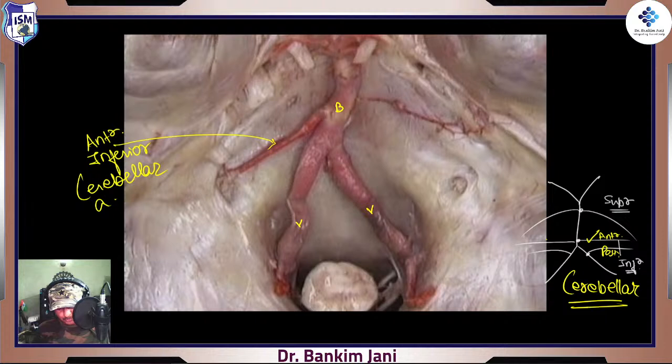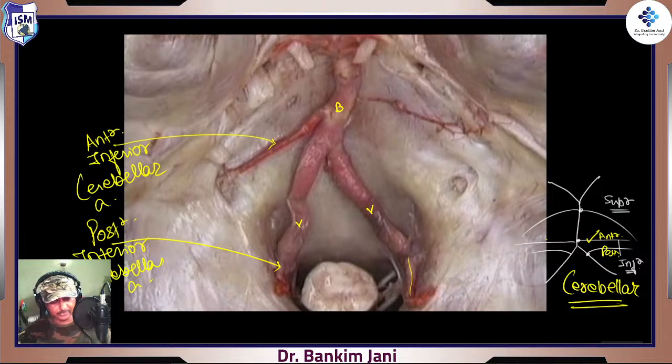Similarly, you can watch that there is one branch over here. See the way it is coming out, right? Coming out. So that is posterior inferior cerebellar artery, right? So we have got anterior inferior and posterior inferior cerebellar arteries. So this one set is done.